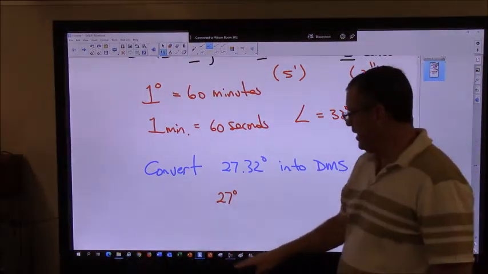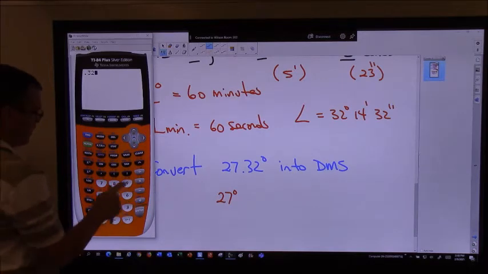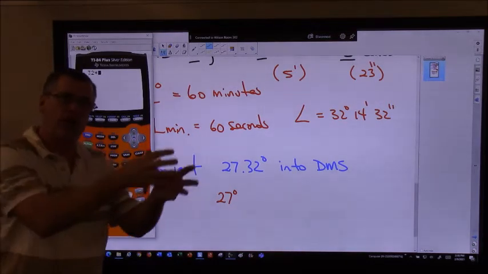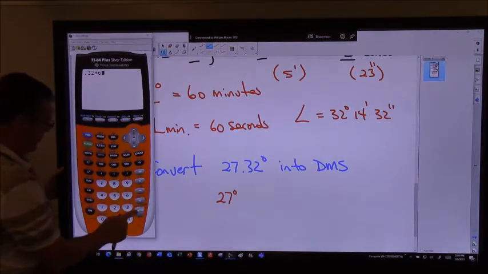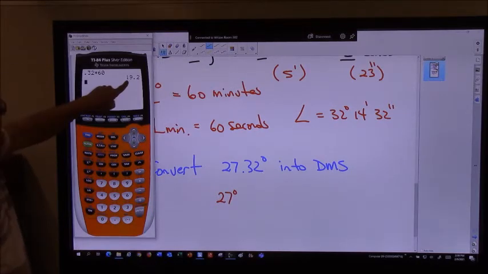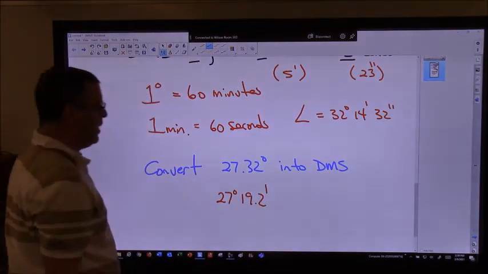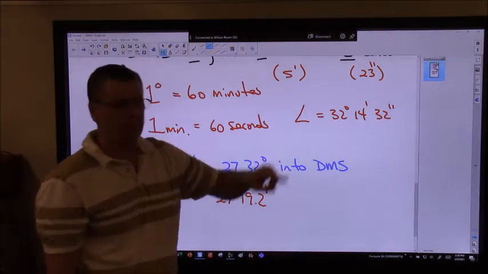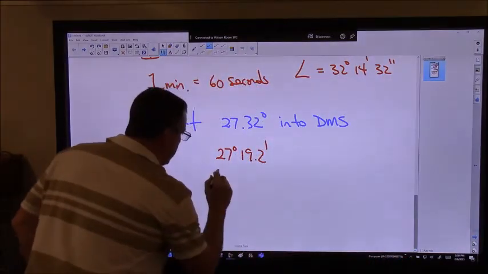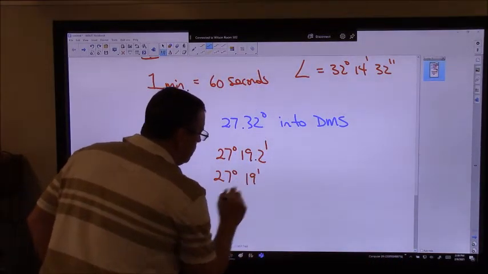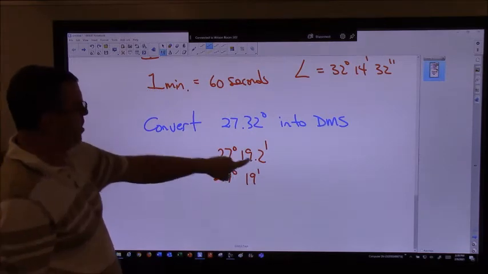So what I'll do is I'll take my calculator and I'll just say, okay, I've got 0.32 times, that word of means multiply. When you do a percentage of something or a decimal value of something, you multiply. Times 60. And so I've got 19.2 minutes. Okay, but I want to convert it to degrees, minutes, and seconds. So now I've got 27 degrees, 19 minutes, and I've got 0.2, or 20% of 1 minute. I've got part of a minute here, right?